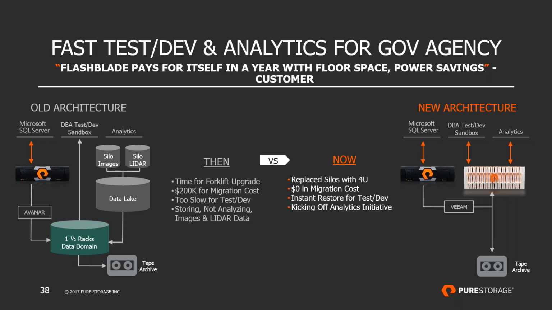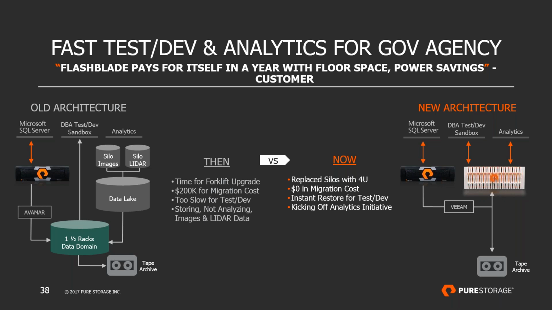Just to give one quick example, this is a joint customer that we have. They're a government agency, so unfortunately we can't name them, of course. But if you look at their old architecture on the left, they were an existing FlashArray customer. They were running SQL Server on that FlashArray. It's a highly transactional SQL Server. They were using Avamar, and they had 1.5 racks of Data Domain that they were backing it up to.